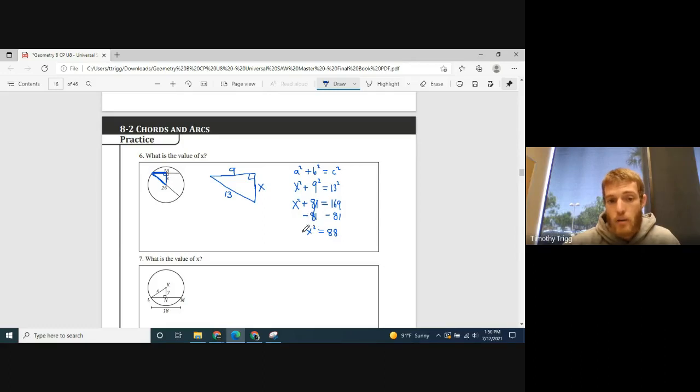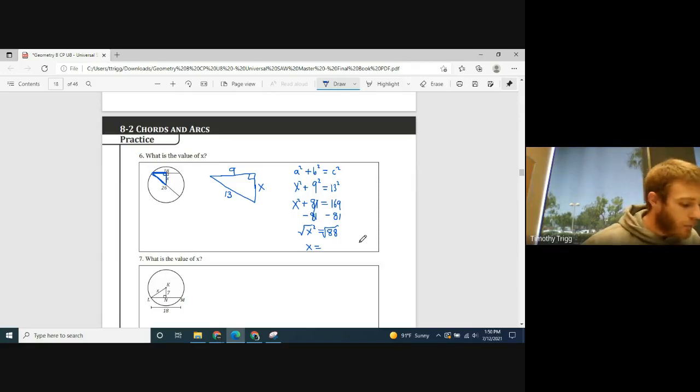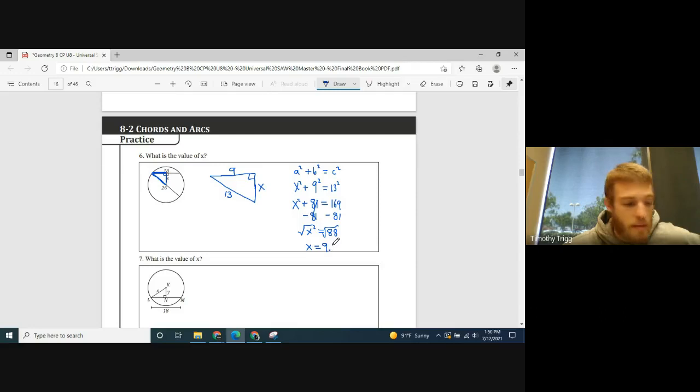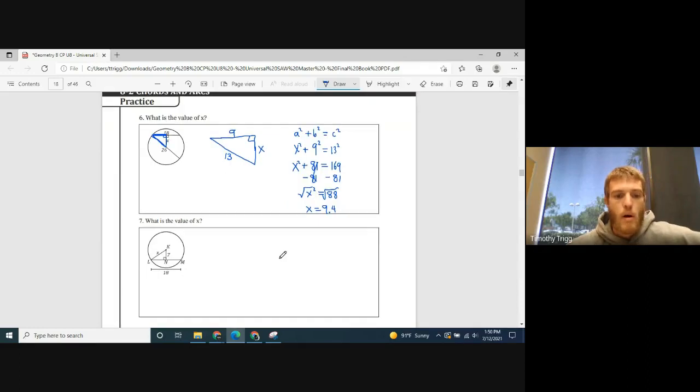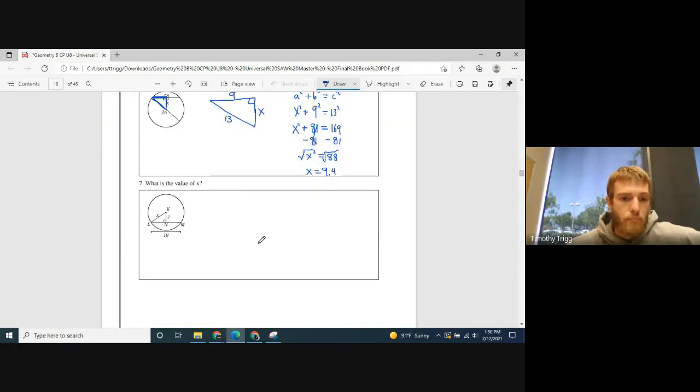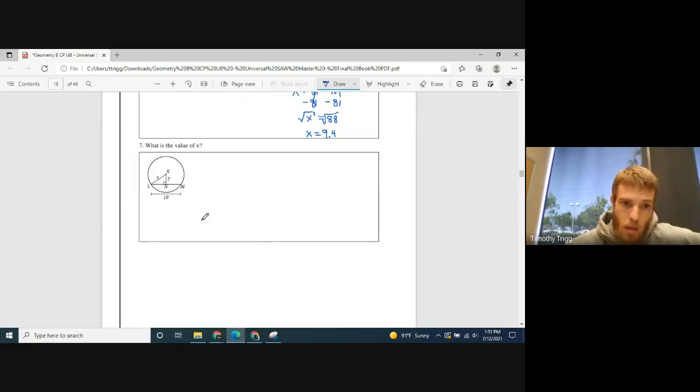Lastly, to get rid of the squared, take the square root of both sides. That gives me just x by itself because squared and square root cancel. The square root of 88 gives me, we'll say, 9.4. Make sure you get that on your calculator. Mine says 9.38, but I would round that 3 up to a 4 because the next digit is an 8. Okay. With that, let's go ahead and try number 7 here. I'll help you set it up, but I expect you to do the finishing of it.